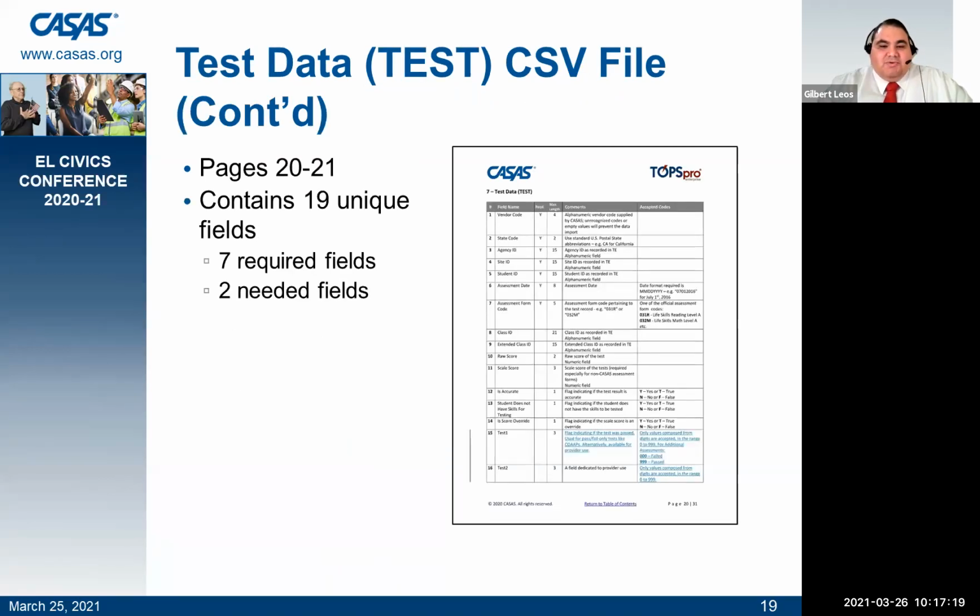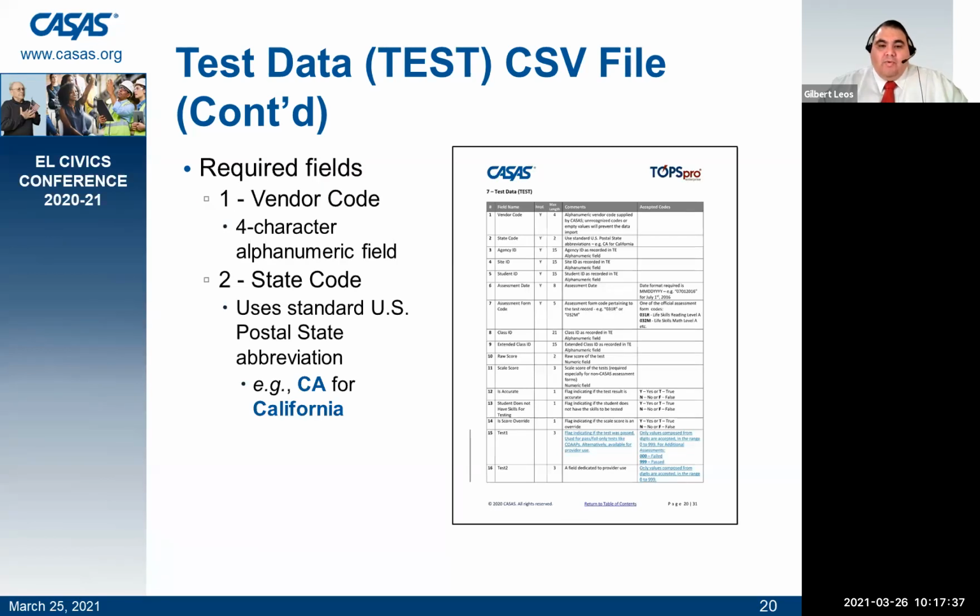So on pages 20 and 21 of the third-party manual, you'll notice that the test data CSV file contains 19 unique fields. 7 are going to be required and 2 are needed. The required fields are, first, the vendor code. That's the one we talked about earlier, the 4-character alphanumeric field. You need this. Without this, you will not be able to upload your data.